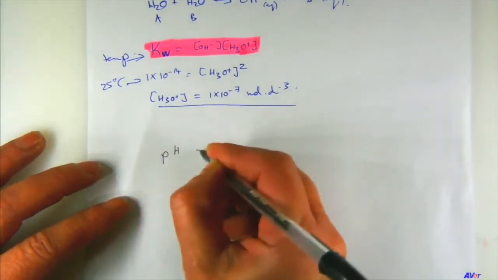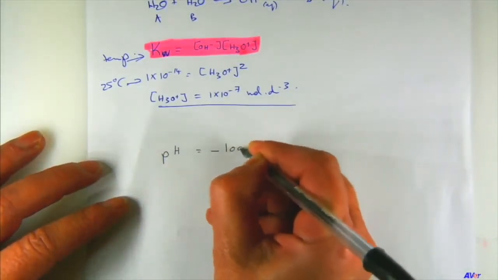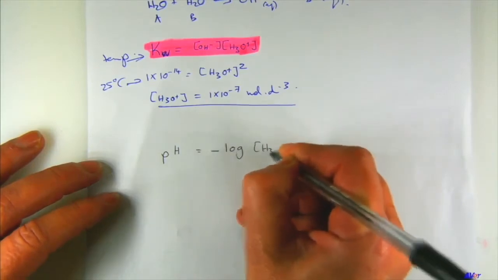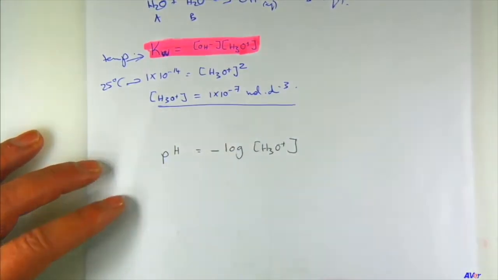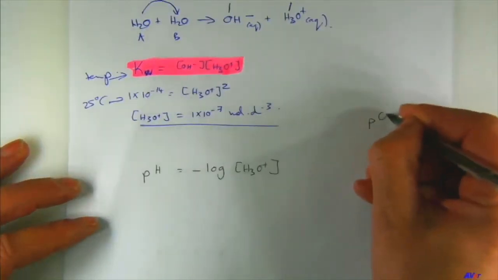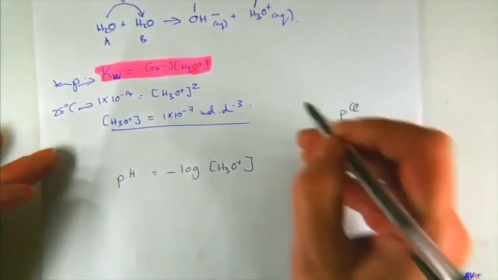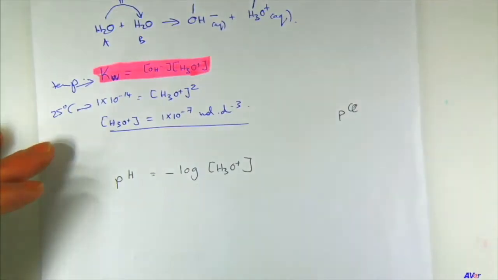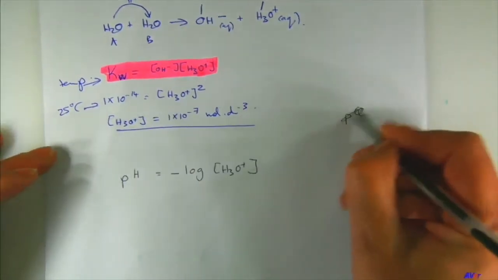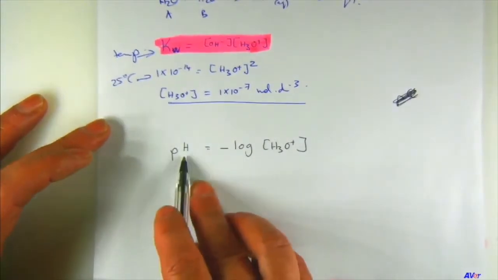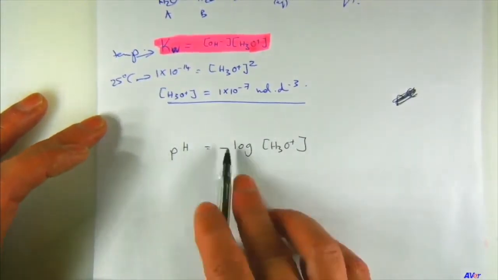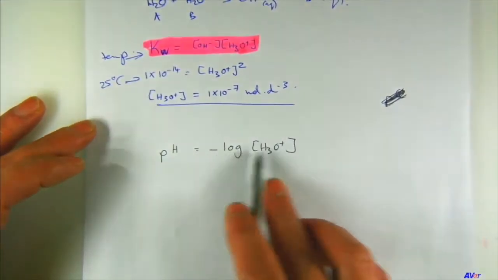pH, if you remember, is negative the log of H3O+. Right. It's the potential of hydrogen. You get other things like pCl, it's the potential of chlorine, pOH. So there's a lot of p things, but we're only doing pH. It is the potential of hydrogen ions in there. So it is negative the log of H3O+.